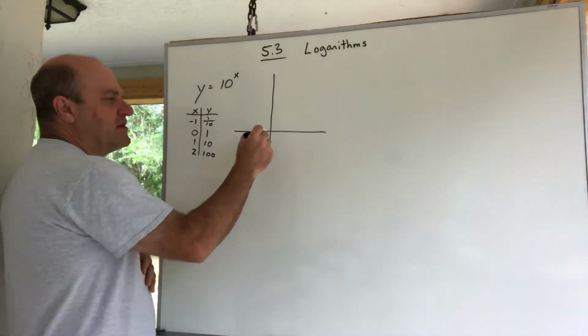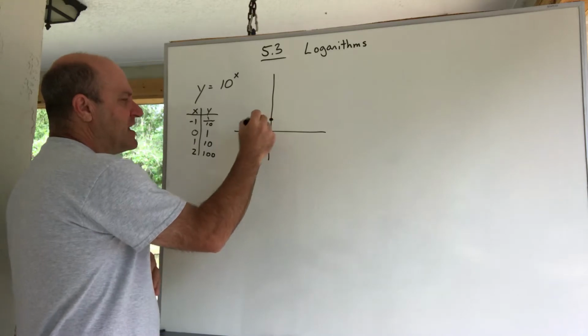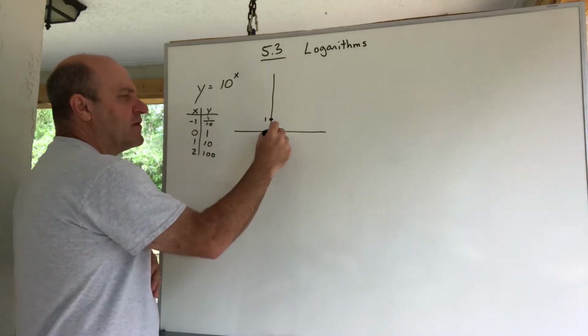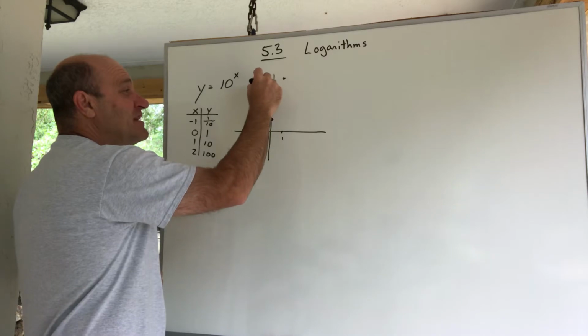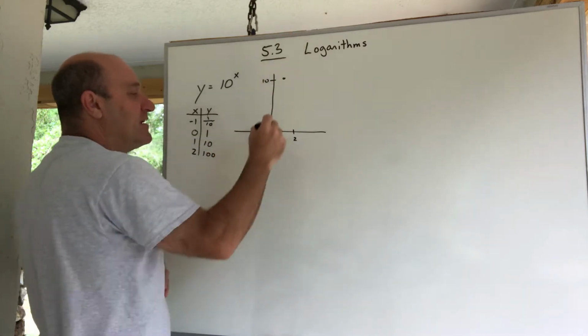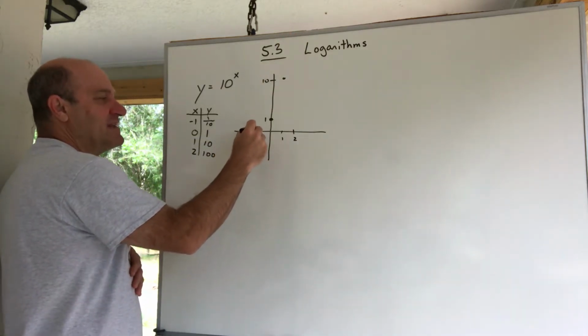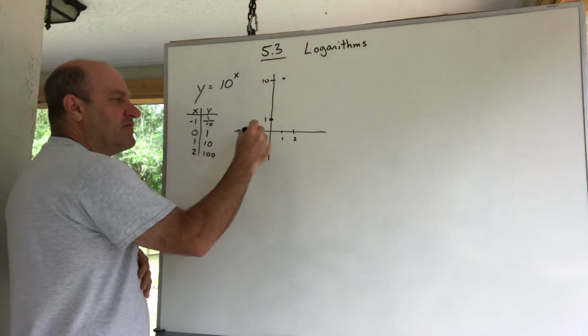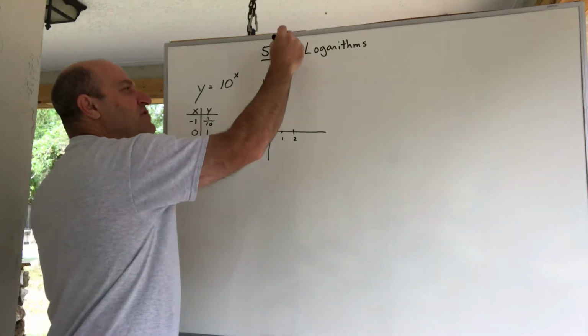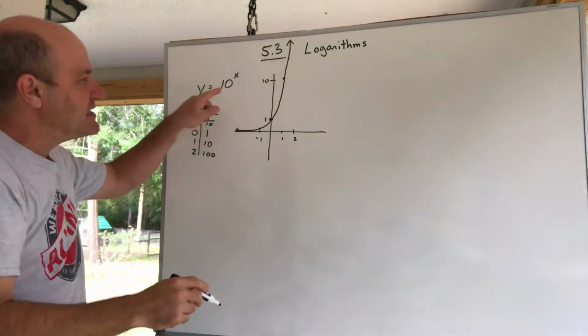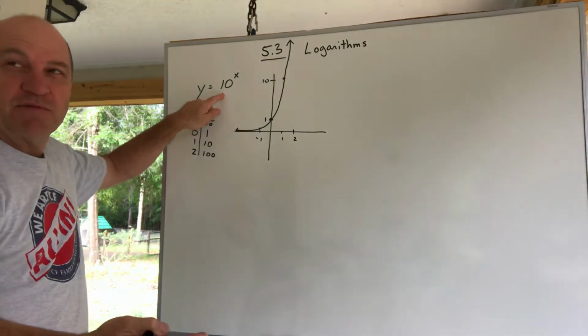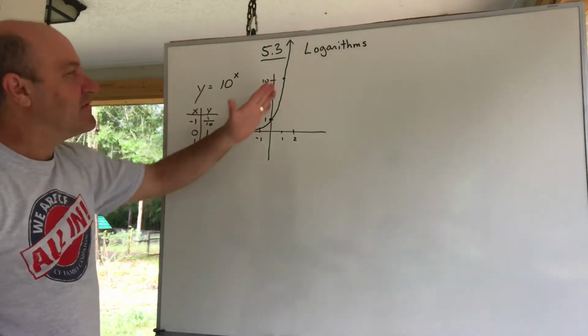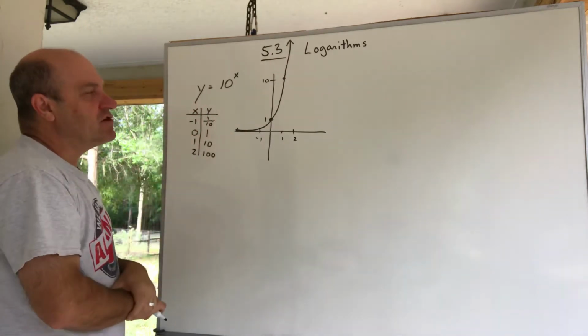If I plot these points, 0, 1 is that y-intercept there. When I plugged in a 1, I got 10. That's pretty steep. 2 is 100. Negative 1 is 1/10. So this is a very steep exponential function. They're all pretty steep, but when the base is bigger, it's pretty steep. So that base of 10 makes it a very steep exponential function.